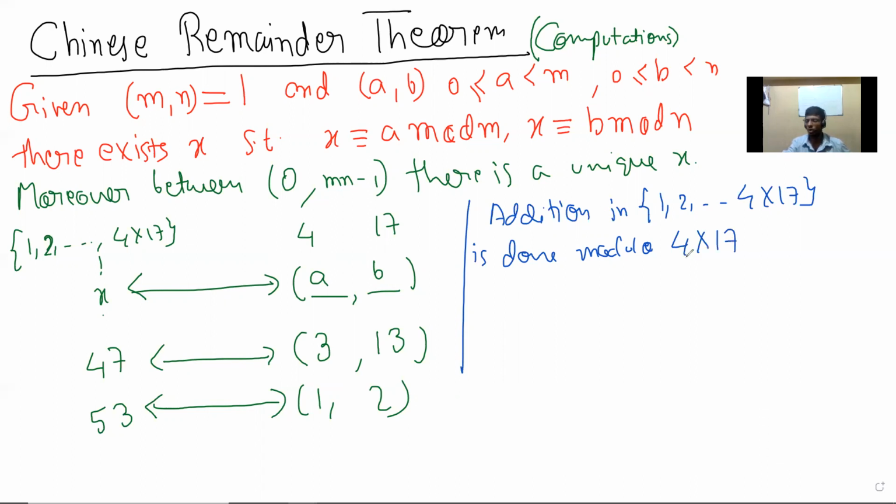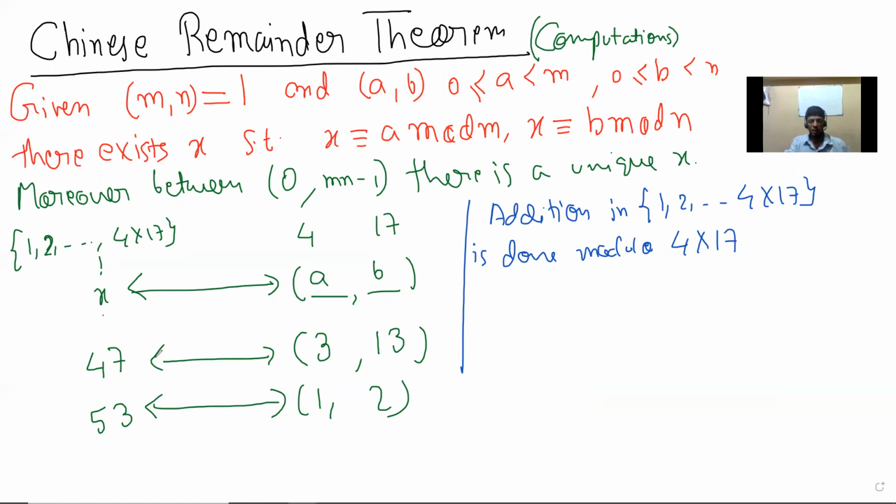Addition in this is done modulo 4 times 17. And similarly, if you are in this particular coordinate, then addition is done modulo 4. I mean, 5 is the same as 1, and 6 is the same as 2. But that's roughly all. One can introduce these things formally, but we are not doing it now, because all I want you to see is the following.